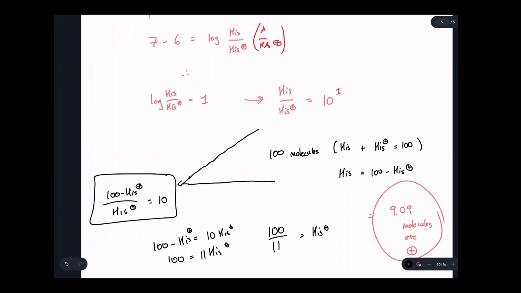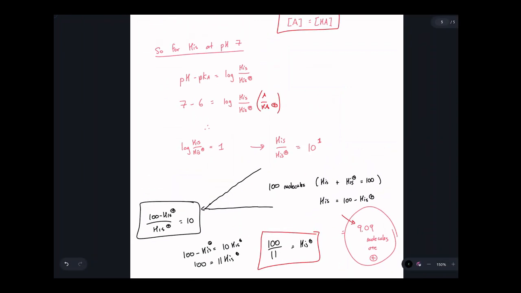So I just did some quick math here. I'm not going to take you through it too much, but you can do some math to basically calculate how many His+ molecules you have, and the answer is, on average, about 9 of them. So even at pH 7, histidine has a bit of a positive charge, right? 9 of its molecules out of 100, or 9% of its molecules, are positive. This will be important when we start talking about protein function in Chapter 4.